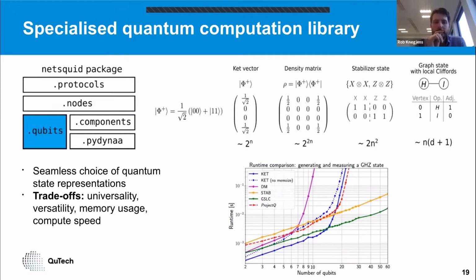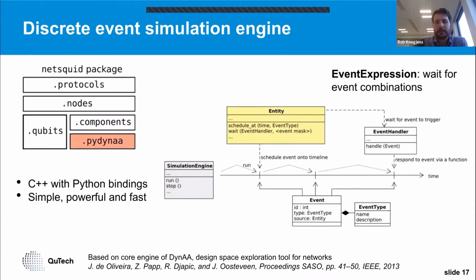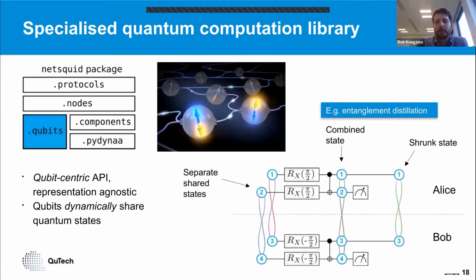Maybe the next slide will answer your question. Okay, sounds good. So, these last two layers I described: one is really the engine. There's nothing quantum about this. It's just a discrete event engine. And the qubits package is really just the quantum information. So it's saying nothing yet about the modeling. It's just how we deal with the quantum information.